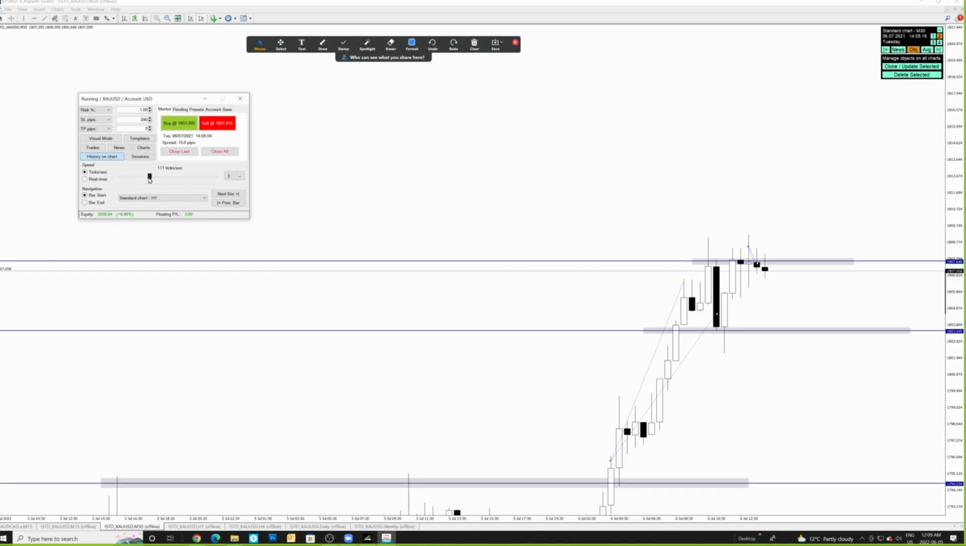Let's speed it up here a little bit. So at this point, the only thing we don't want to do is overthink. Overthinking will lead us to disaster. So we don't have to overthink. We just have to wait for the candle to close. And oh, the candle has closed bullish on the 30-minute time frame.